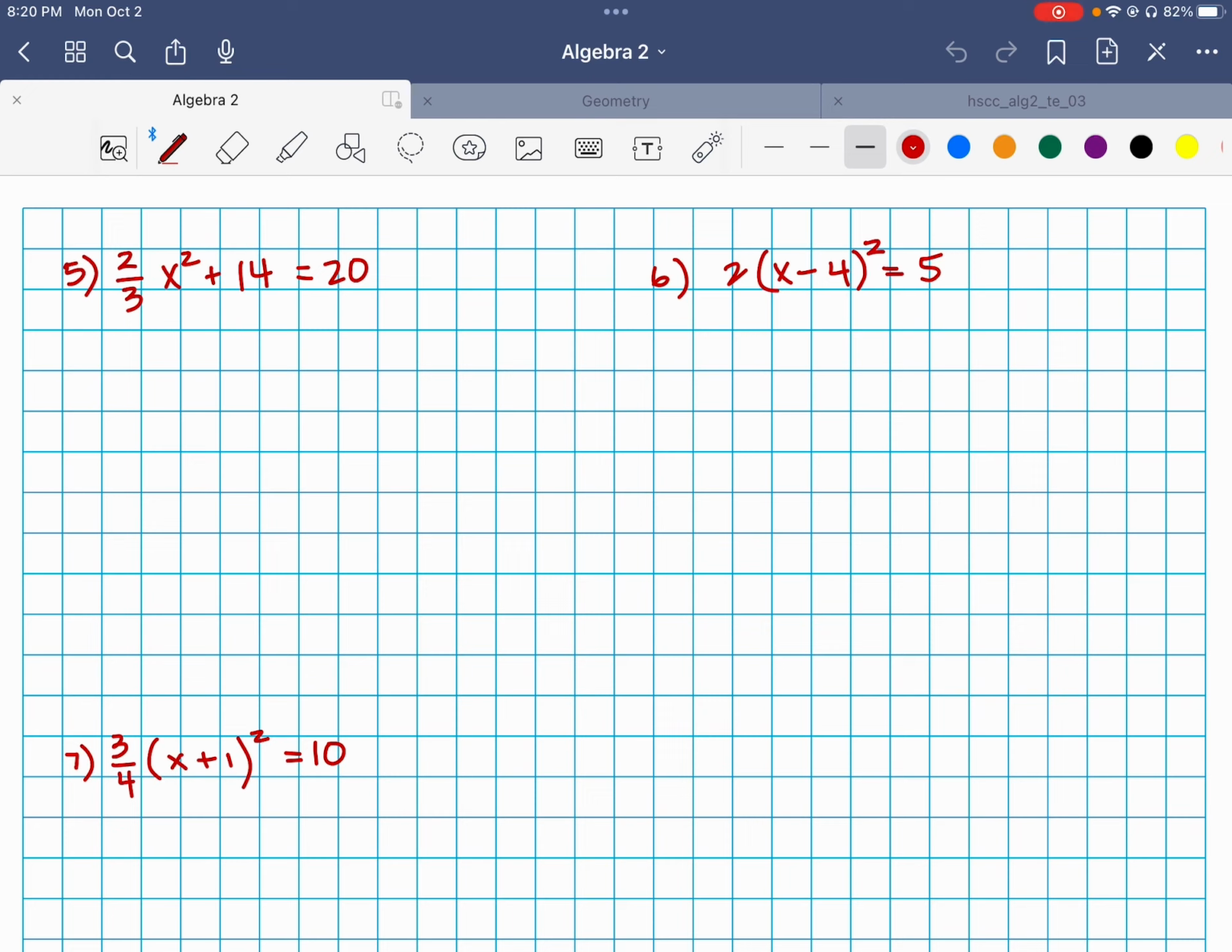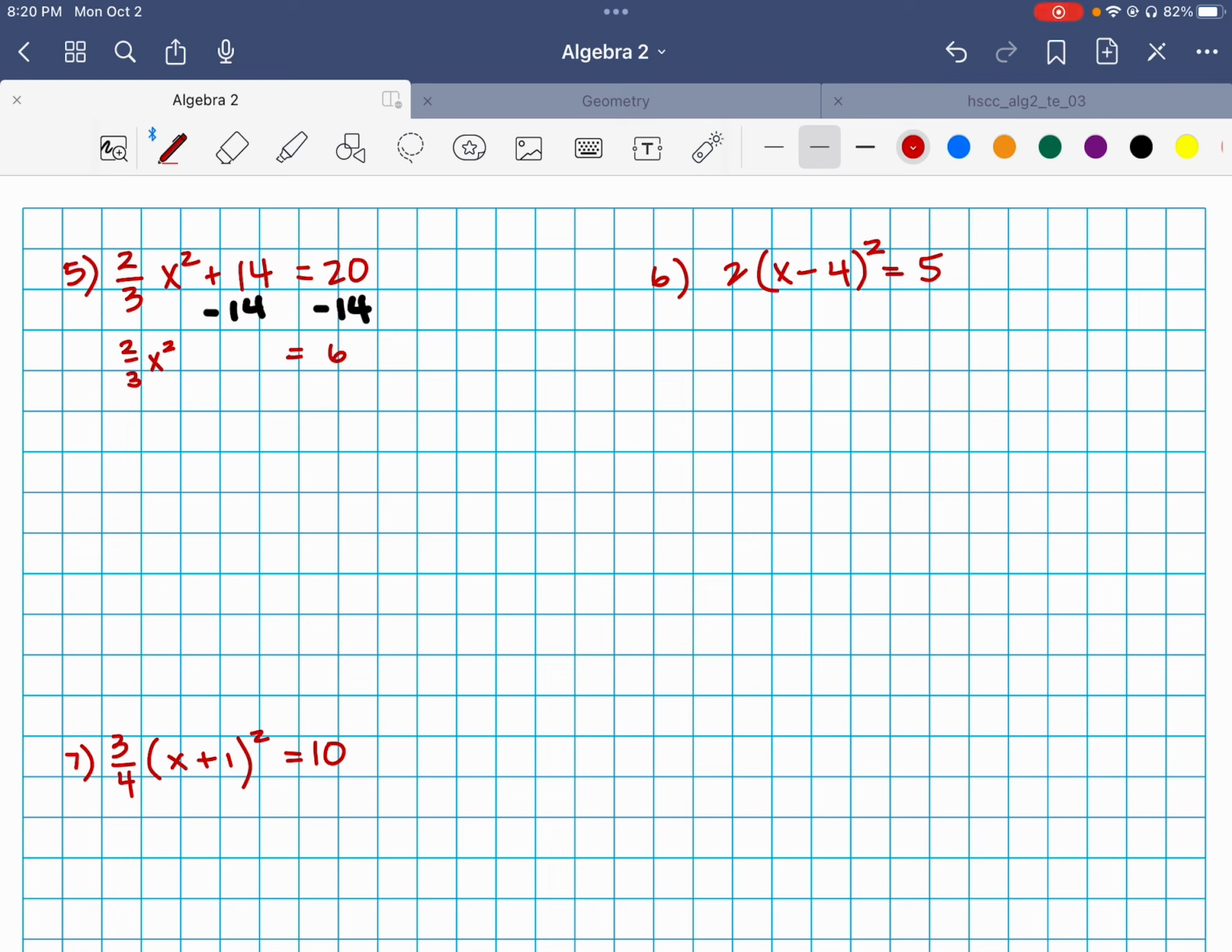Number 5, we got 2/3 x squared plus 14 is equal to 20. You're solving it. Since there's just an x squared, you just have to isolate the x squared. That means you got to get rid of the 14 by subtracting 14 from both sides of the equation. So we're going to take away 14 from both sides. The result is going to be 2/3 x squared is equal to 20 take away 14, which is 6.